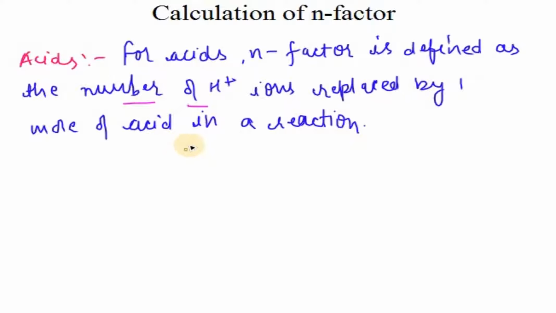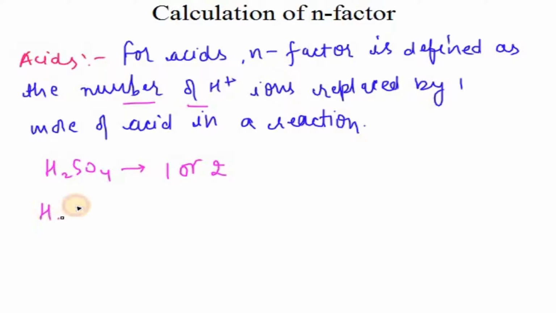mole of acid in the reaction. So the number of H plus ion replaced by 1 mole of acid. So like if we have H2SO4, in case of H2SO4, how much H plus is being replaced by NaOH? It could be 1 or 2. So n factor could be 1 or 2.